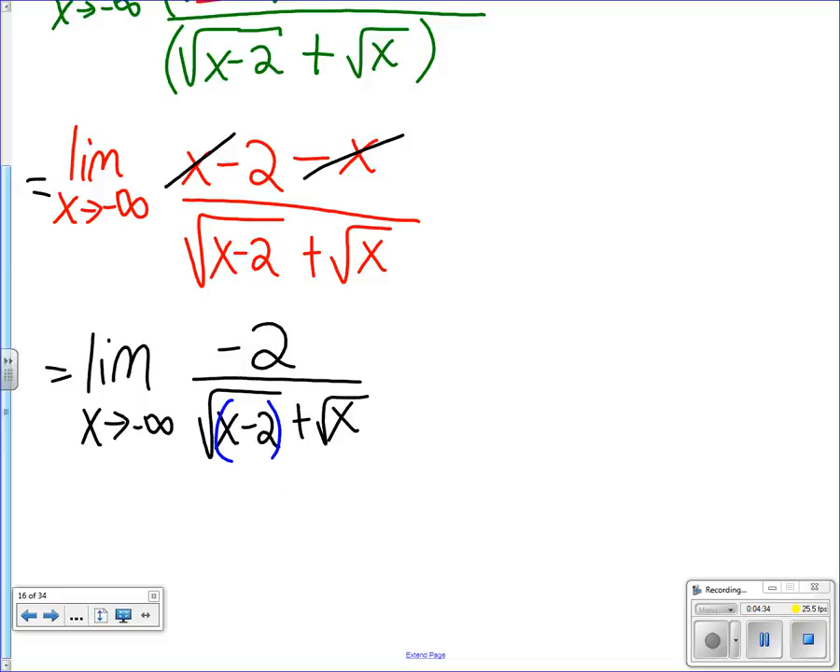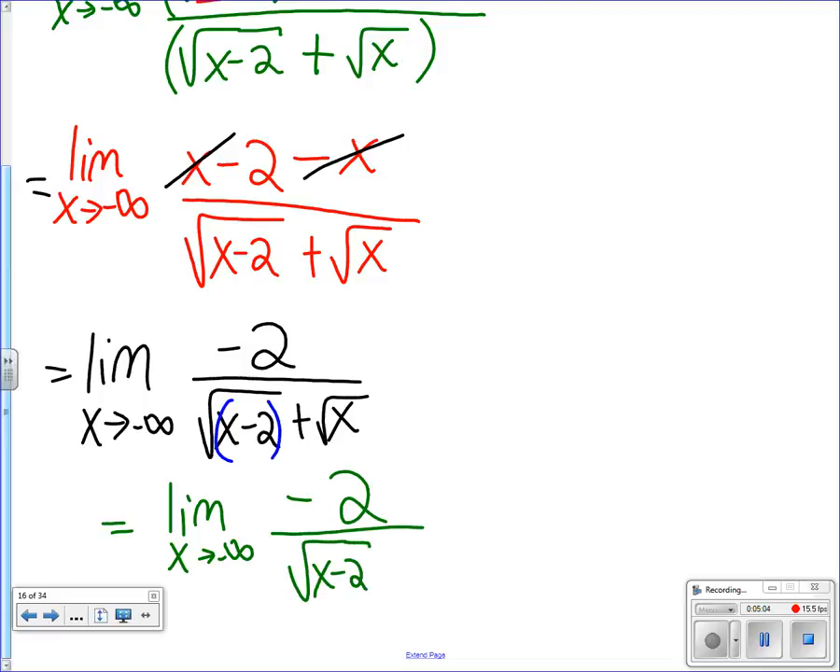Now from here we can go ahead and try direct evaluation. With the limit as x approaches negative infinity of negative 2, and when you're doing this negative infinity, one little trick you can do, in fact, I'm just going to rewrite the rest. So we have x minus 2 plus the square root of x.